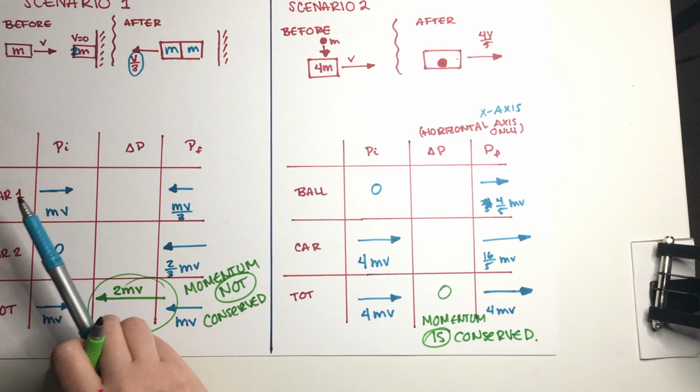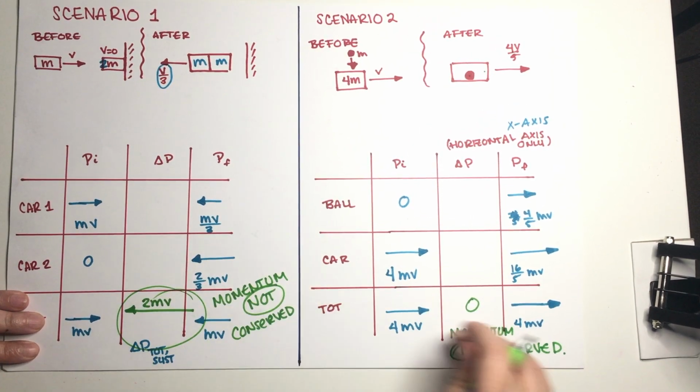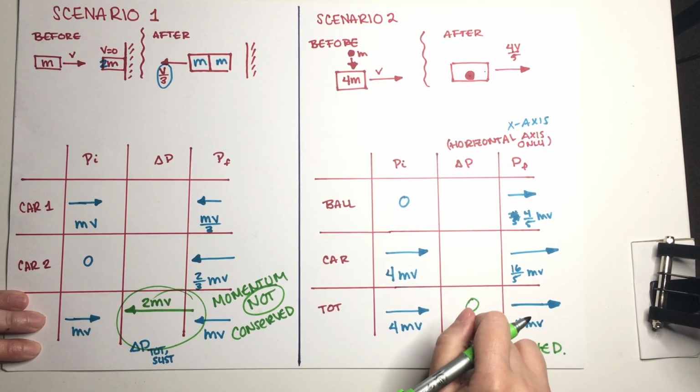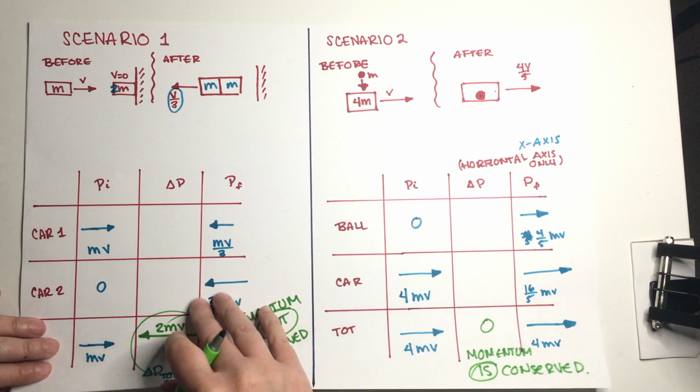Final answer. So this is basically the exercise. Just start with your momentum chart, and then you just figure out here and here, and if this is a 0, momentum is conserved. If this is not 0, momentum is not conserved. So let's just move on to the next scenario. I have it over here.